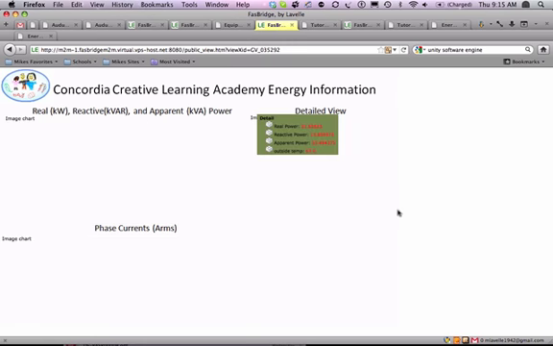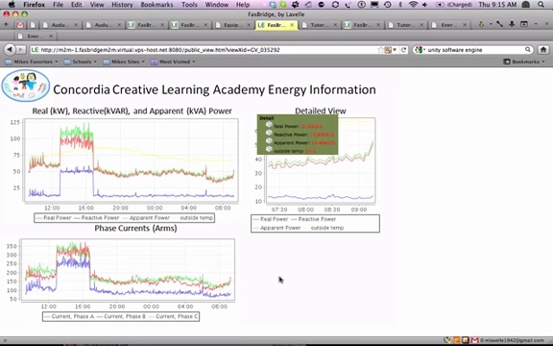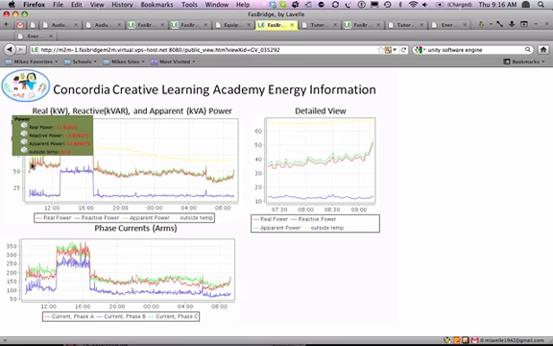If we look at some more of the details at Concordia, here we have some real-time data that's coming in every few seconds. Actually, every 10 seconds it's updated. You can see when the building started. Looks like this is an air conditioning unit that's supplying the cafeteria.